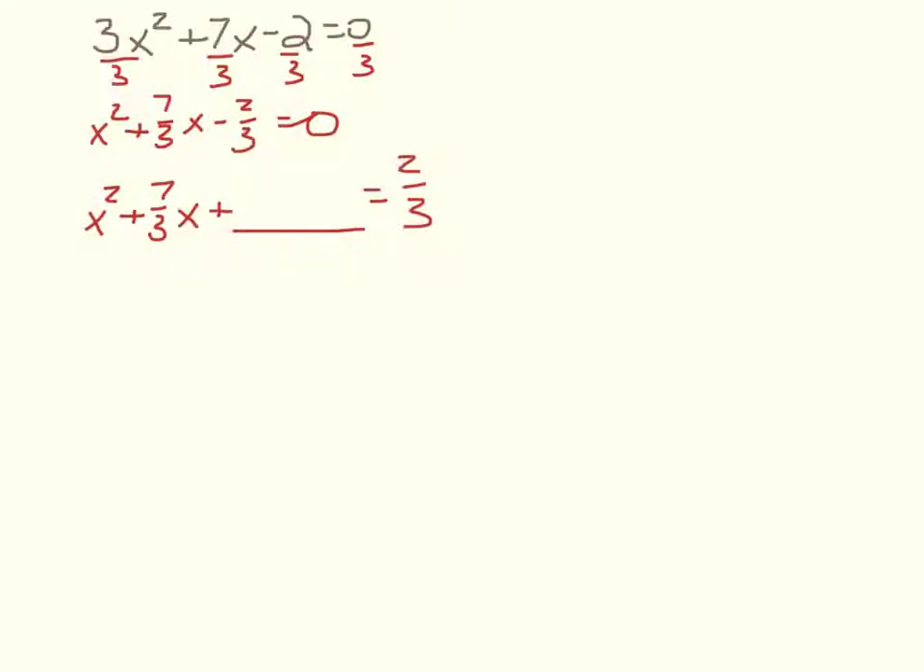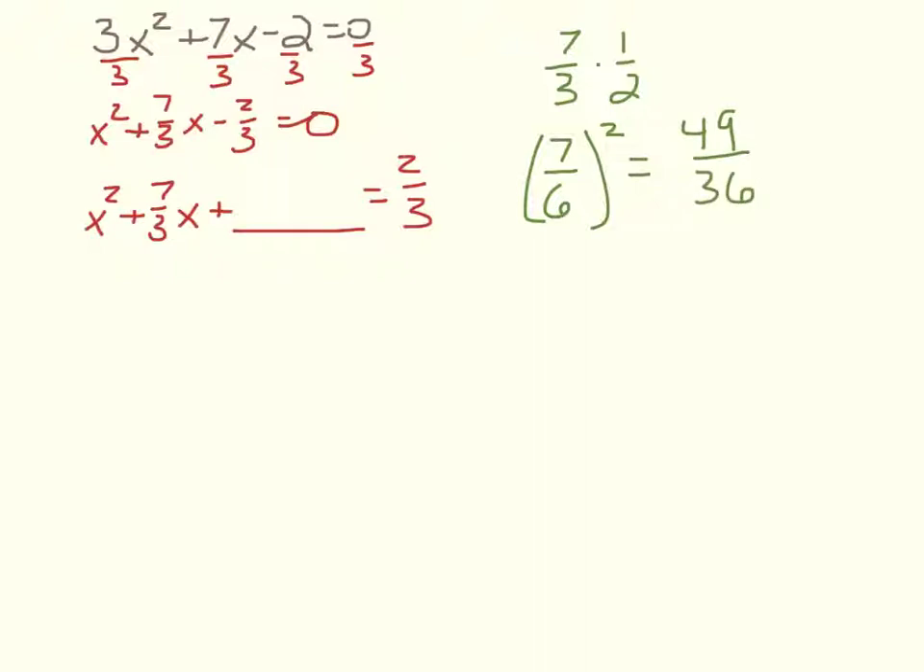We're going to take our b term, our 7 over 3. We're going to divide it in half, and I'm going to multiply by 1 over 2, which is the same thing. And you get 7 over 6. We're going to take that and square it and get 49 over 36. And we're going to add that to both sides. Again, I would just add this to the left-hand side. It's going to be much easier to factor that way.